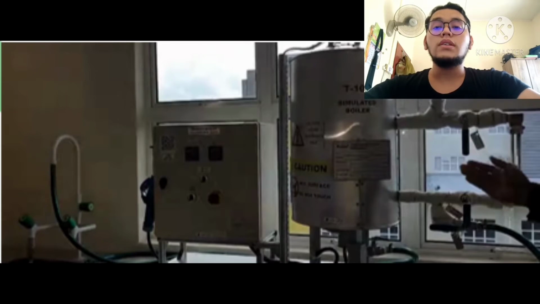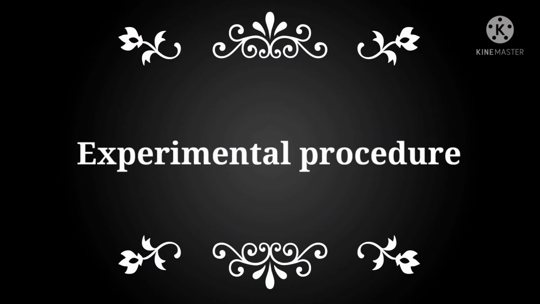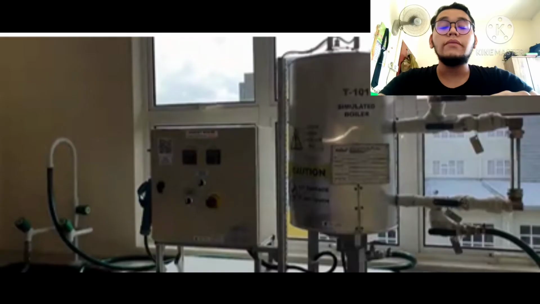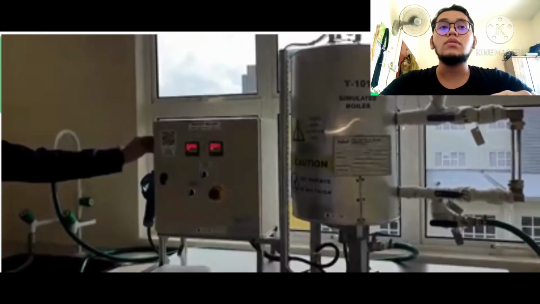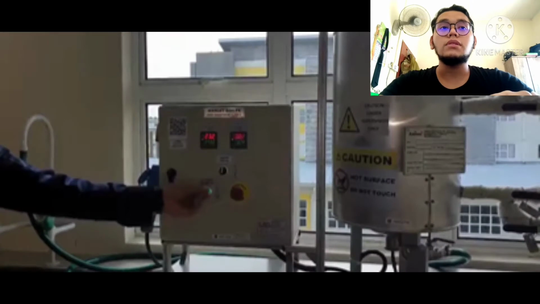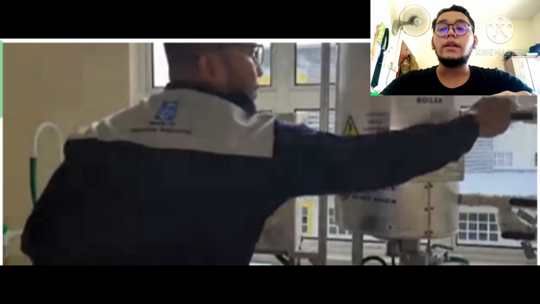Next, we will go to the during experiment process. After we are done with the startup process, we can continue with the experimental procedure. For this part we have 7 procedures that we need to do. First, we need to perform the startup procedure. Next, switch on the main power supply, and then switch on the power supply for the heater and wait for the water to boil. After that, we need to close the valve MVB102 when the temperature reaches 60 degrees Celsius.